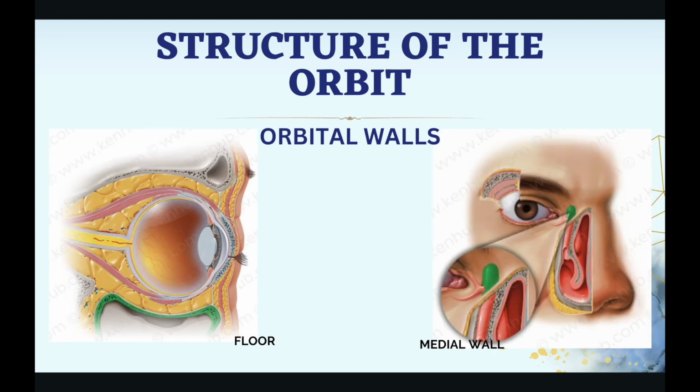The floor or inferior wall separates the orbit and the maxillary sinus. It is formed by three bones: maxilla, zygomatic bone, and the palatine bone. The orbital surface of the maxilla makes up most of it, while small portions of the zygomatic and palatine bones make up the rest. The most important landmark of the floor is the inferior orbital fissure. It separates the floor from the lateral wall and provides passage for several neurovascular structures.